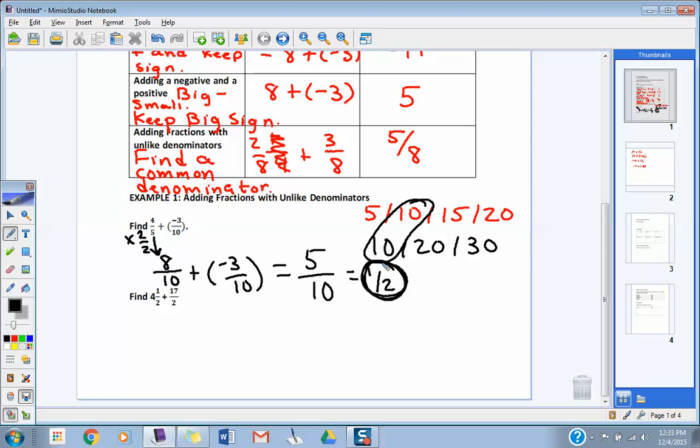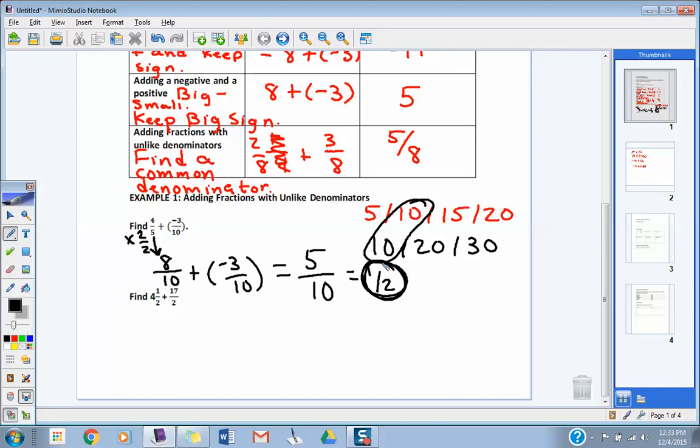Not a problem. Let's look at the next one here. Now guys, this next example says find 4 and 1/2 plus 17 over 2. Here's the deal. 17 over 2 is an improper fraction, reason being the numerator is more than the denominator.